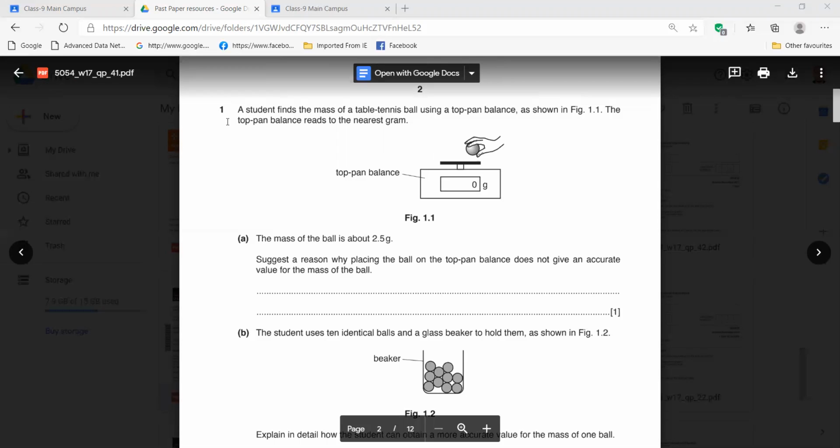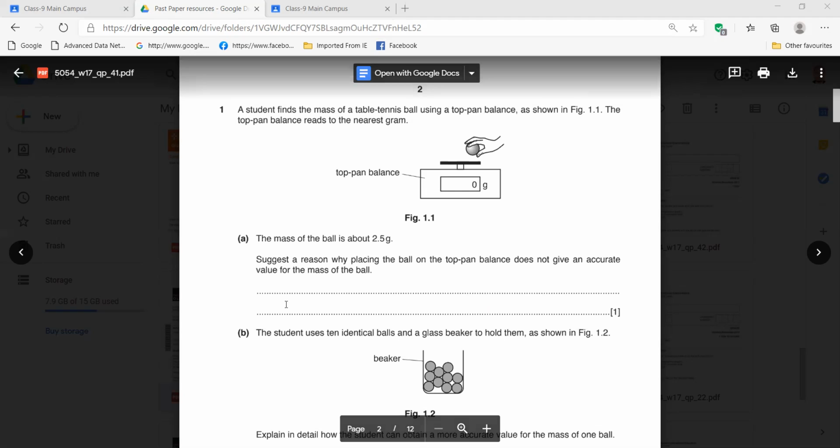Yes, it is the answer. It will not stay in a place. It will roll down, and the top pan balance cannot take the reading properly. Okay, it will move or it will fall down. So it is the correct answer. Its position will fluctuate, right?